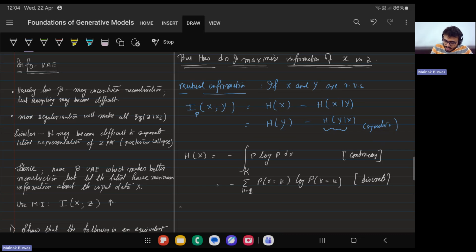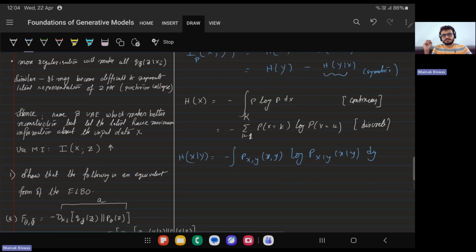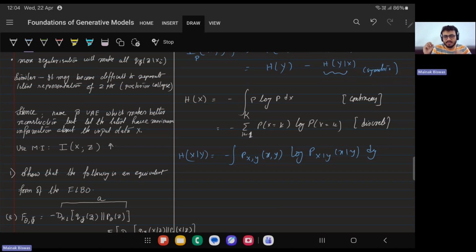So this is entropy of x. What is entropy of x given y? This is nothing but the expectation under the joint distribution P of x, y of log of the conditional distribution of x given y. So you can write this as the integral of P of x, y log of P of x, y by P of y, just using conditional probability rules, with two integrals, dy dx.